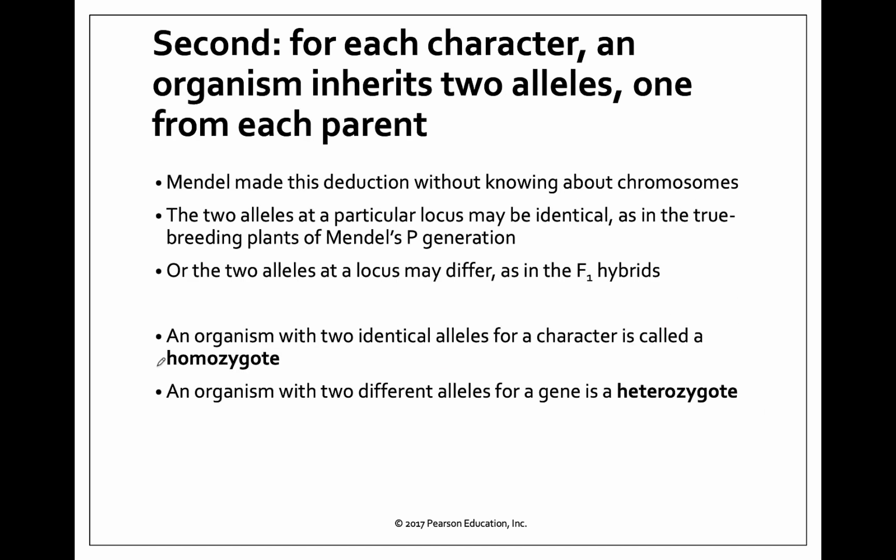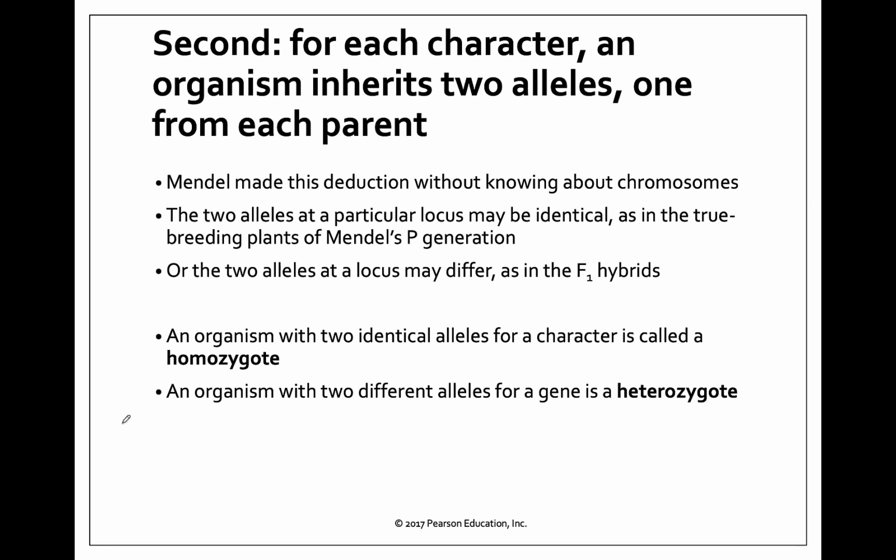The second discovery that Mendel made was that for every character, for example, flower color, an organism gets two alleles. We get two letters or two versions of the gene, one from each parent. So in the case of flower color, each plant gets one allele for flower color from its mother, and it gets one allele for flower color from its father. And then the combination of those two alleles will determine what flower color that plant actually has.